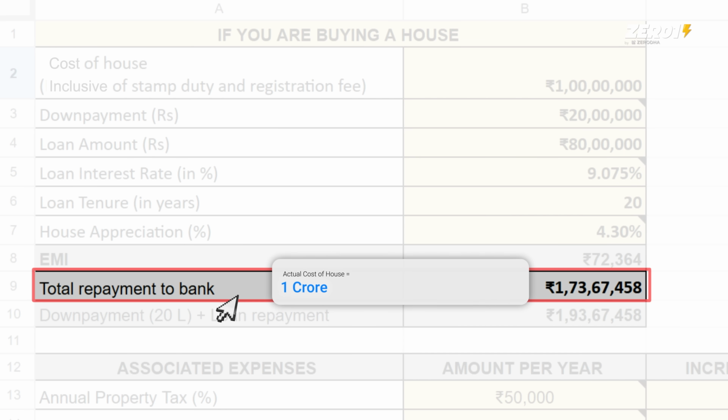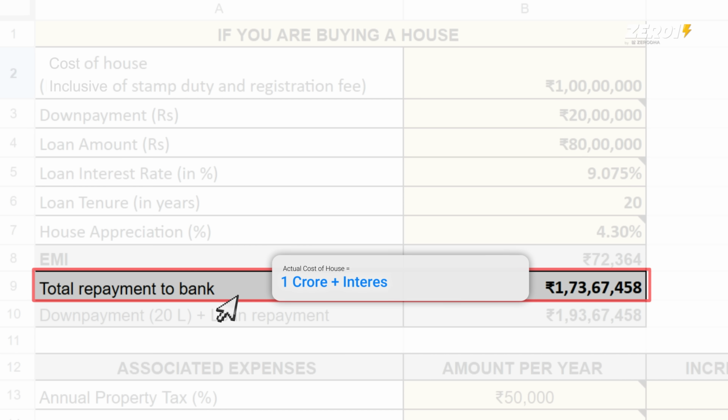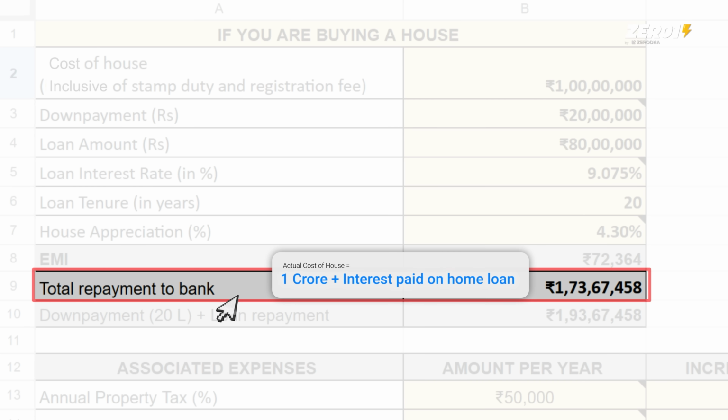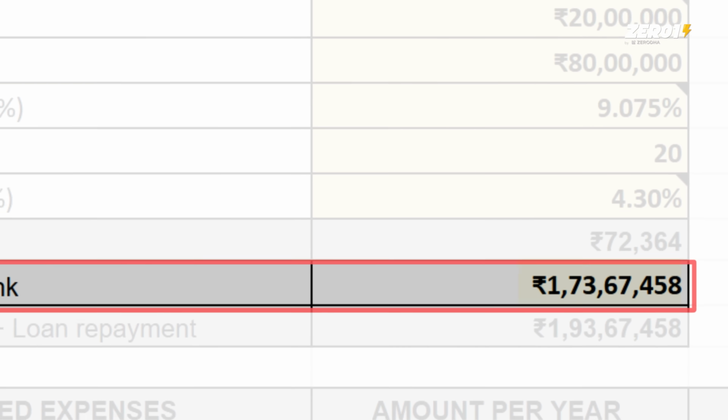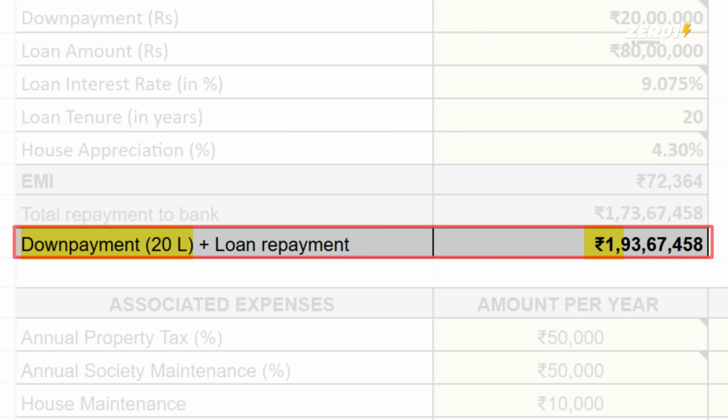First is the cost, 1 crore. Then you add on top of this all the interest that you paid to the bank, because that is also a cost. You're paying over 20 years and that's also compounding. Not for you, for the bank. So if you add that, your total cost becomes 1.73 crores that you're repaying to the bank. Add the 20 lakhs and it's increased a bit more.